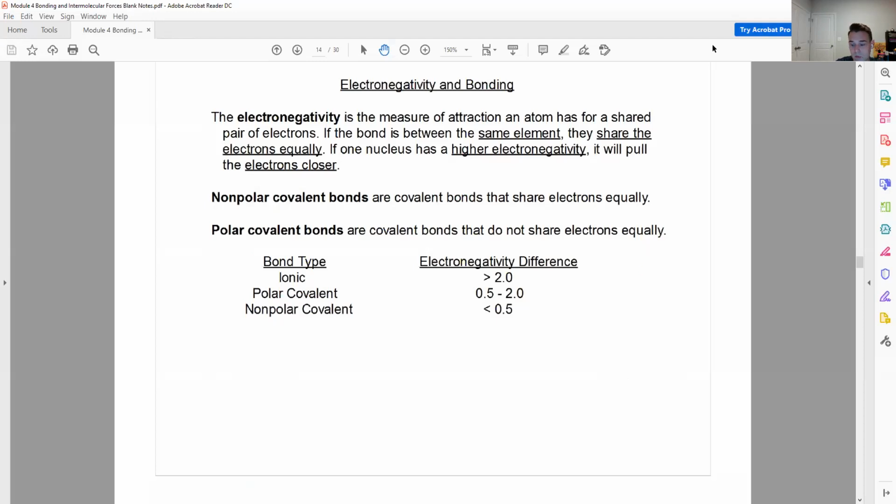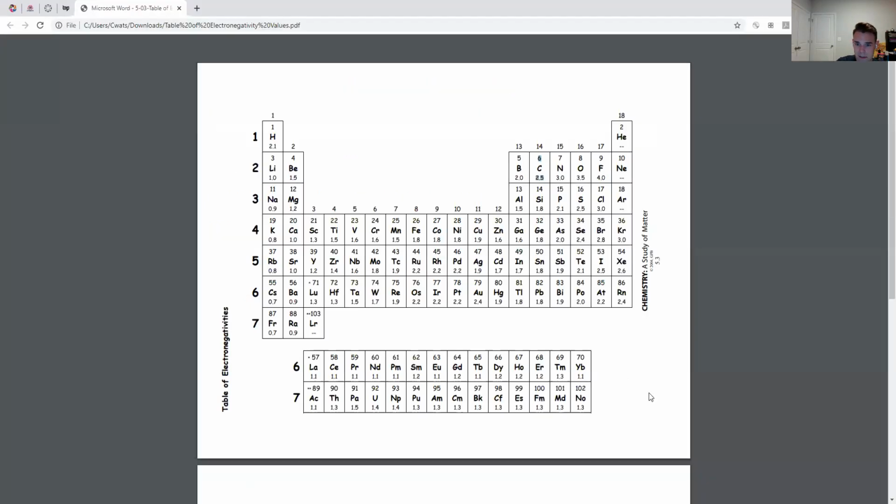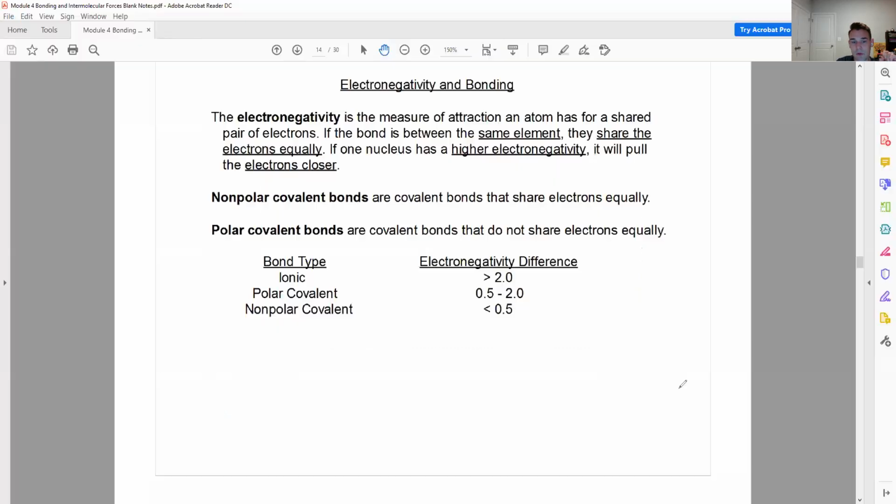Let's go back here. Carbon, of course it went away. So carbon is 2.5. Let's see what oxygen is. 3.5, and hydrogen is going to be 2.1. And those are the three we need for our examples here.